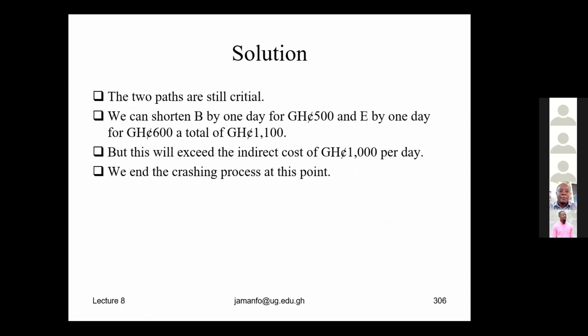Okay, so let's go into our table to see. Sorry, I'm not there yet. Now the 2 paths are still critical. So we can shorten B by 1 day for 500 and B by another day for 600. But this will exceed the indirect cost of 1,000 per day. So we end the crashing process at this point.